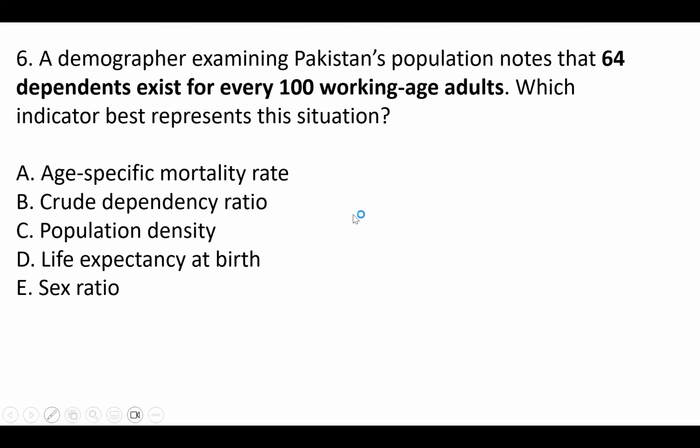And then we have the next MCQ. A demographer examining Pakistan's population notes that 64 dependents exist for every 100 working age adults. Which indicator best represents this situation? Age specific mortality rate, crude dependency ratio, population density, life expectancy at birth, or sex ratio? B, yes, it is B, crude dependency ratio.